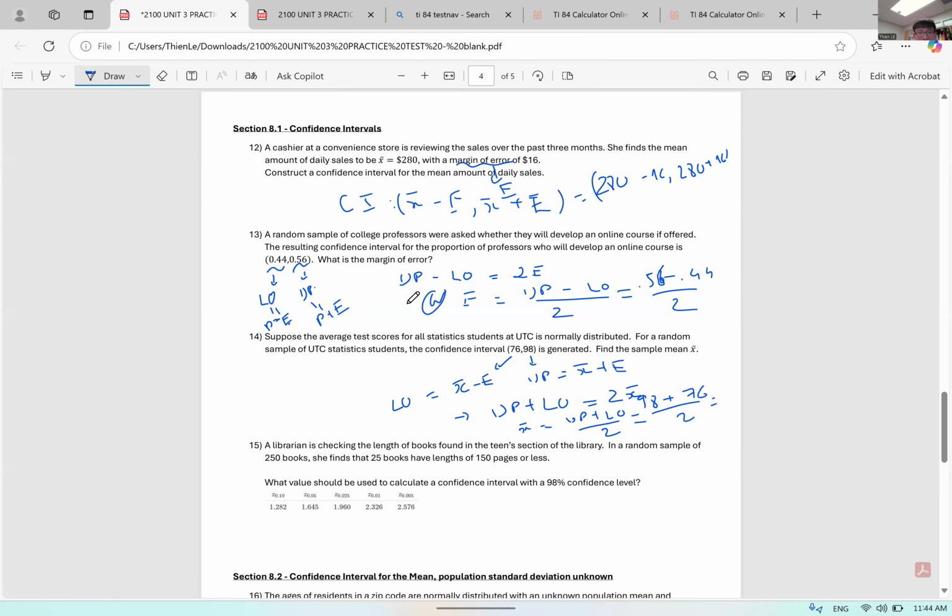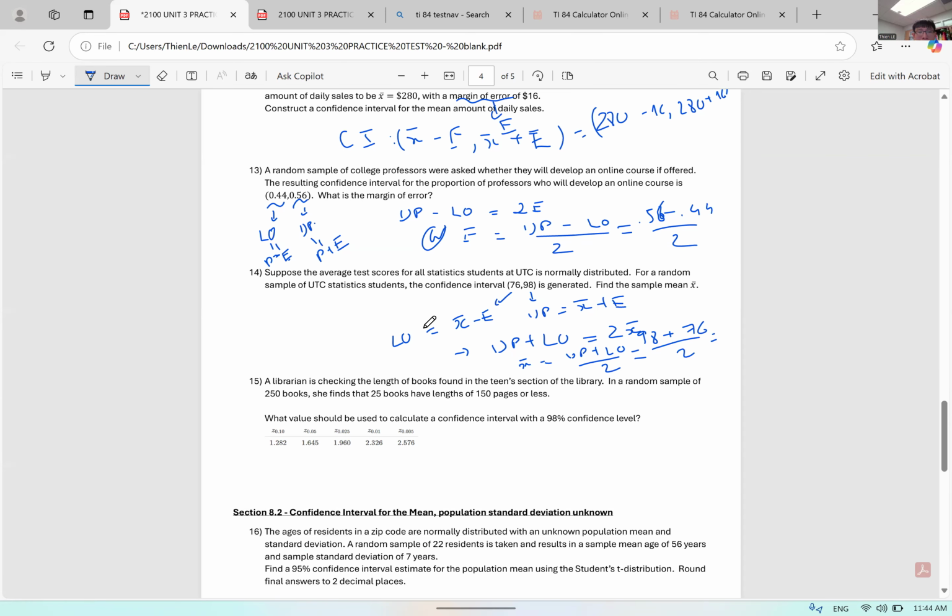So last one for this part, A1. A librarian is checking the length of book found in a teen section in library in a random sample of 250 books. She finds that 25 books have length of 150 page or less. What value should be used to calculate 98% confidence interval?